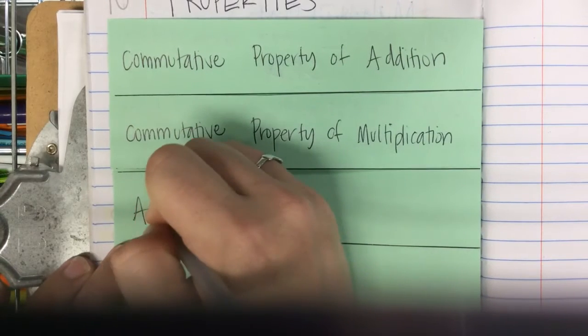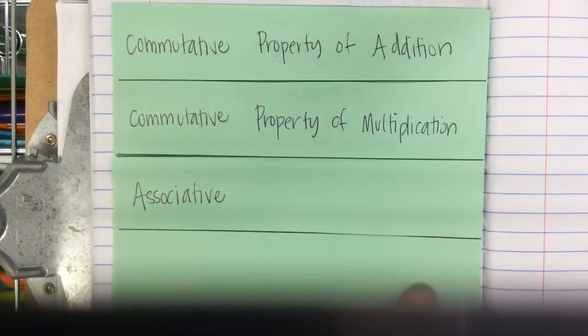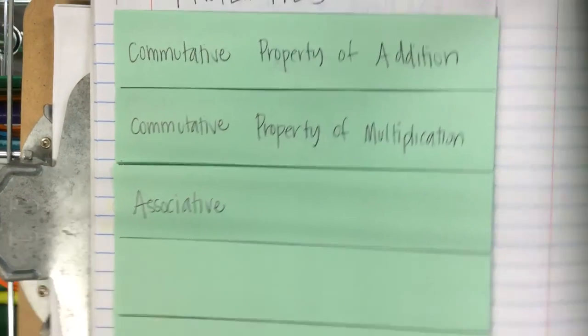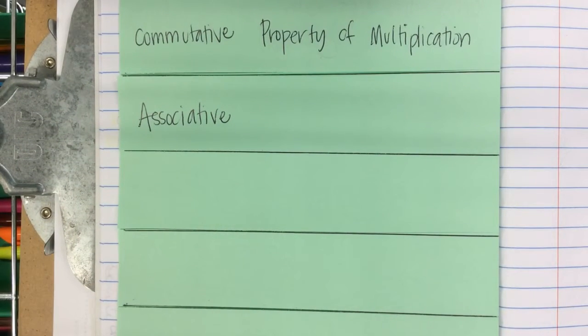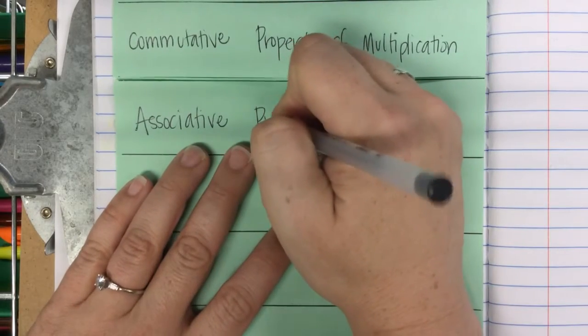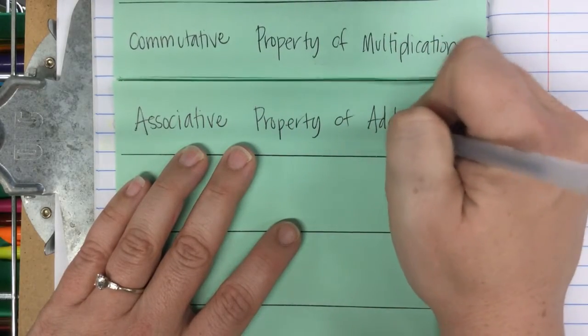Next, associative. A-S-S-O-C-I-A-T-I-V-E. Associative property of addition.